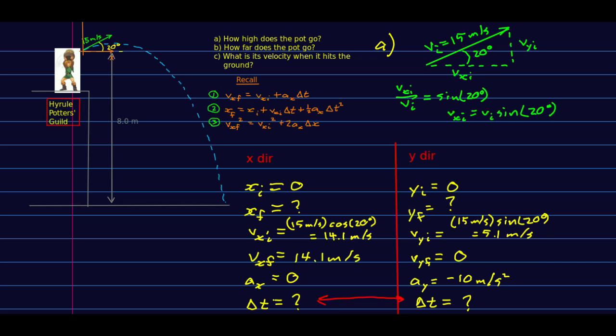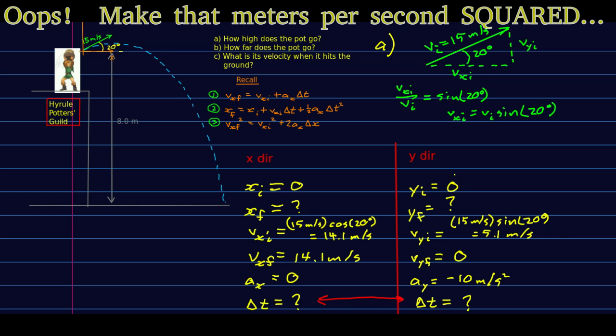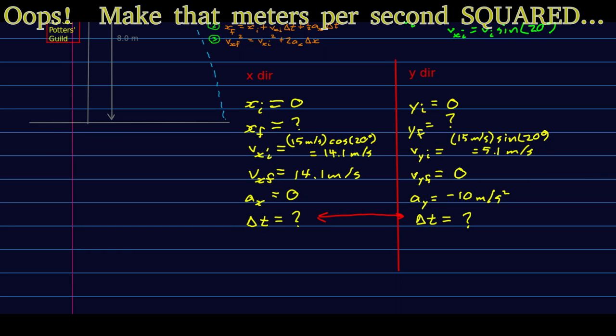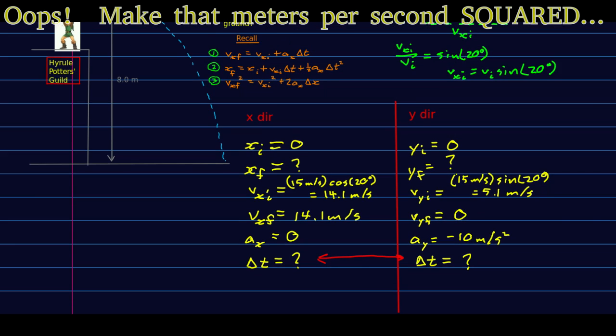And I'll just mention that delta t is the thing that connects the two components. And so I've drawn a little arrow here to indicate that. And also I'm going to use 10 for g, and I've set up as positive for y, so my ay is negative 10 meters per second squared. So we're now ready to try and solve this.